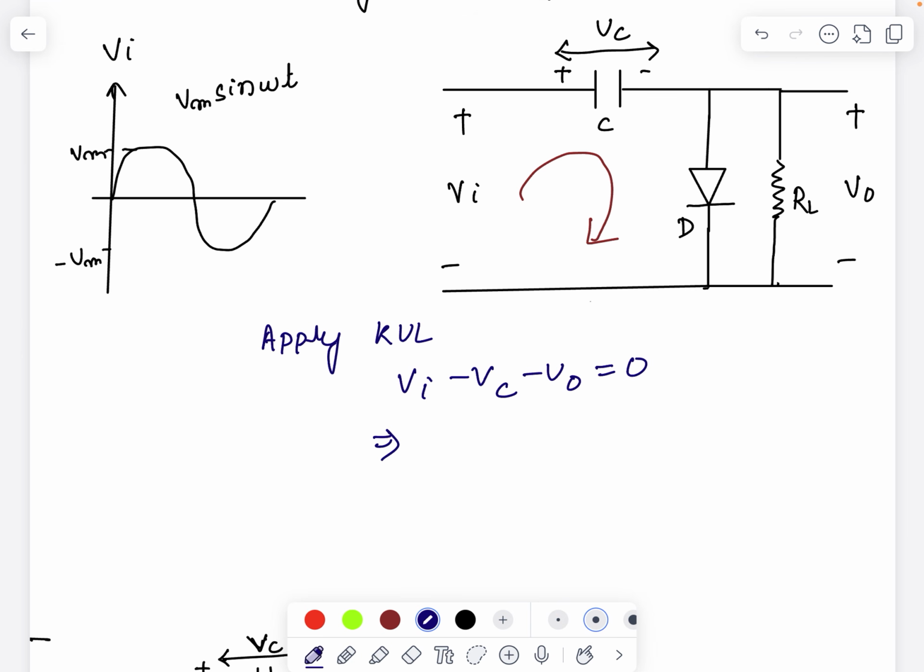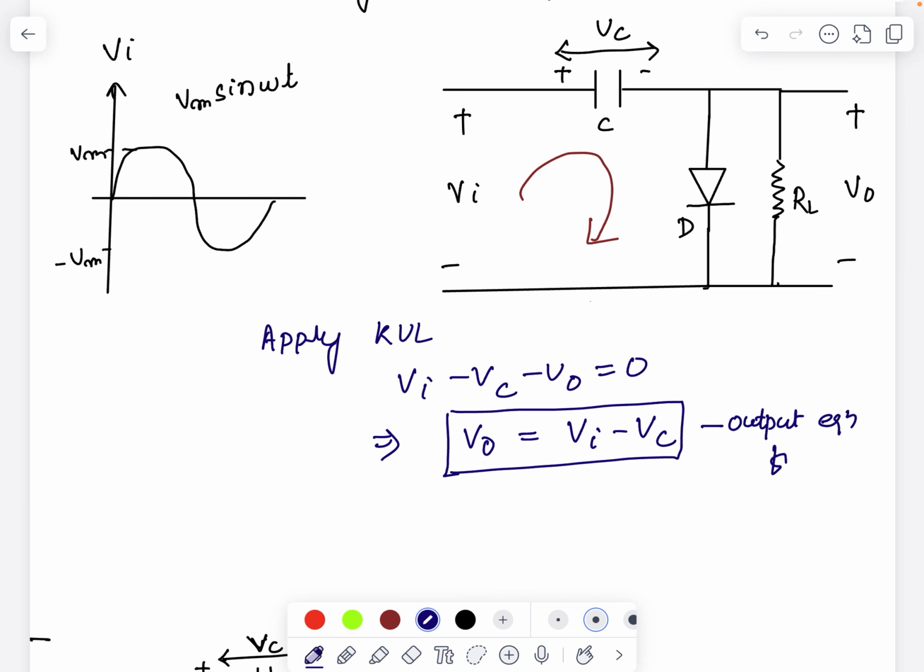From this equation, our main objective is to find the output voltage V0. So I got V0 equal to VI minus VC. This is basically the output equation for the negative clamper.